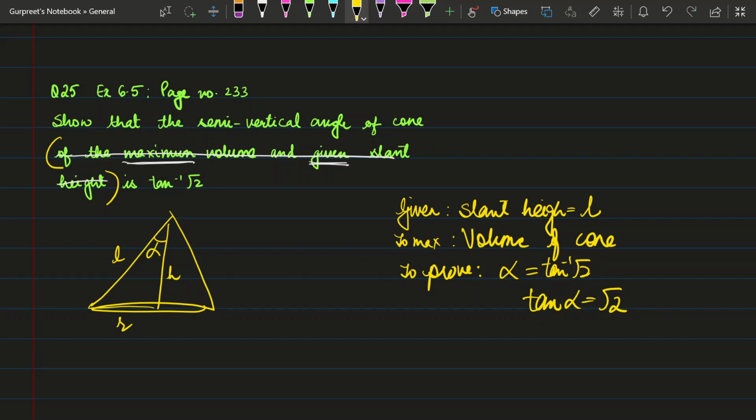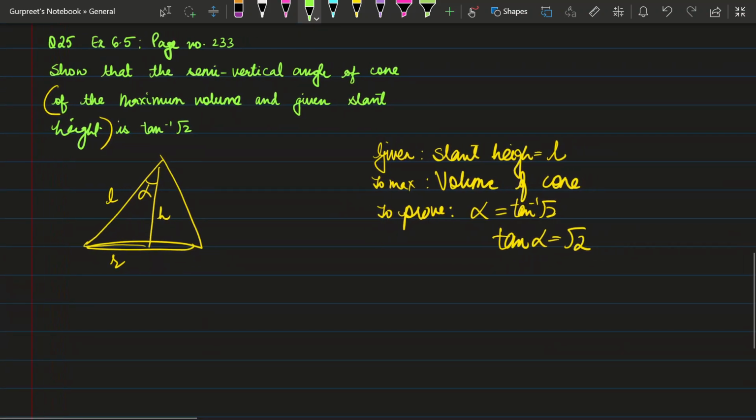The one which is inside the bracket is the description about the cone, that the cone is of maximum volume, which you have to prove, and the slant height is given, which we have already taken. So it is maximum and slant height. All right, let's start with the question now.